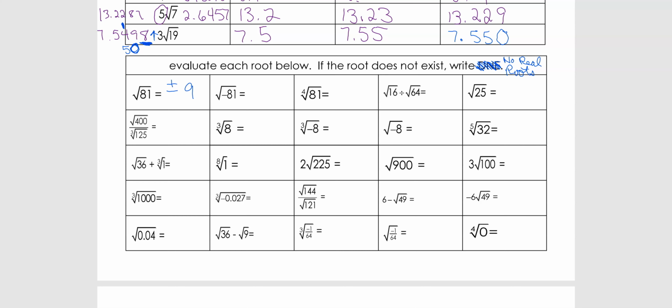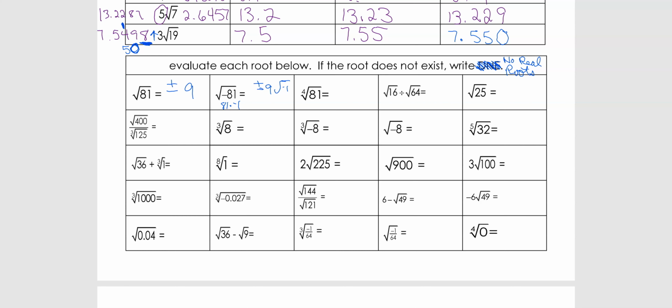So what we're going to do is factor this as the square root of 81 times negative 1. And we can leave this either as no real roots or put plus or minus 9 times the square root of negative 1.